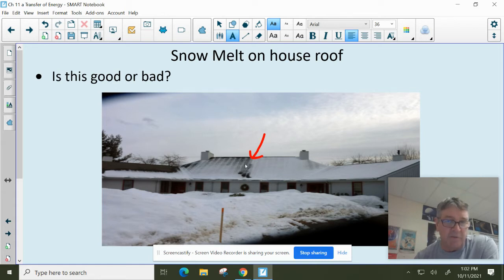You can actually see on the roof, is this good or bad? Well, think about it. You got snow on the roof, and the snow is melting, and you can see the joists in the roof of your house on the plywood. Melting snow on your roof is not good. That means the heat from inside your house is actually conducting through and causing the snow to melt. You don't want the heat from inside your house leaving the house.